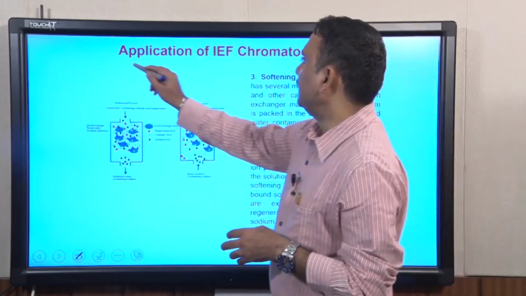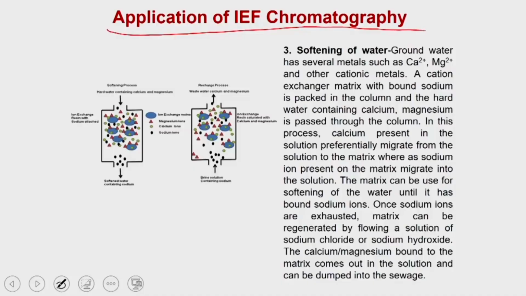Now, this is the daily use application of ion exchange chromatography, where it can be used for the softening of water. So, you know that the water we get from the groundwater has several metals as contamination, such as calcium, magnesium and other cationic metals. A cation exchange chromatography matrix with bound sodium is packed in a column and the hard water containing calcium and magnesium is passed through the column.